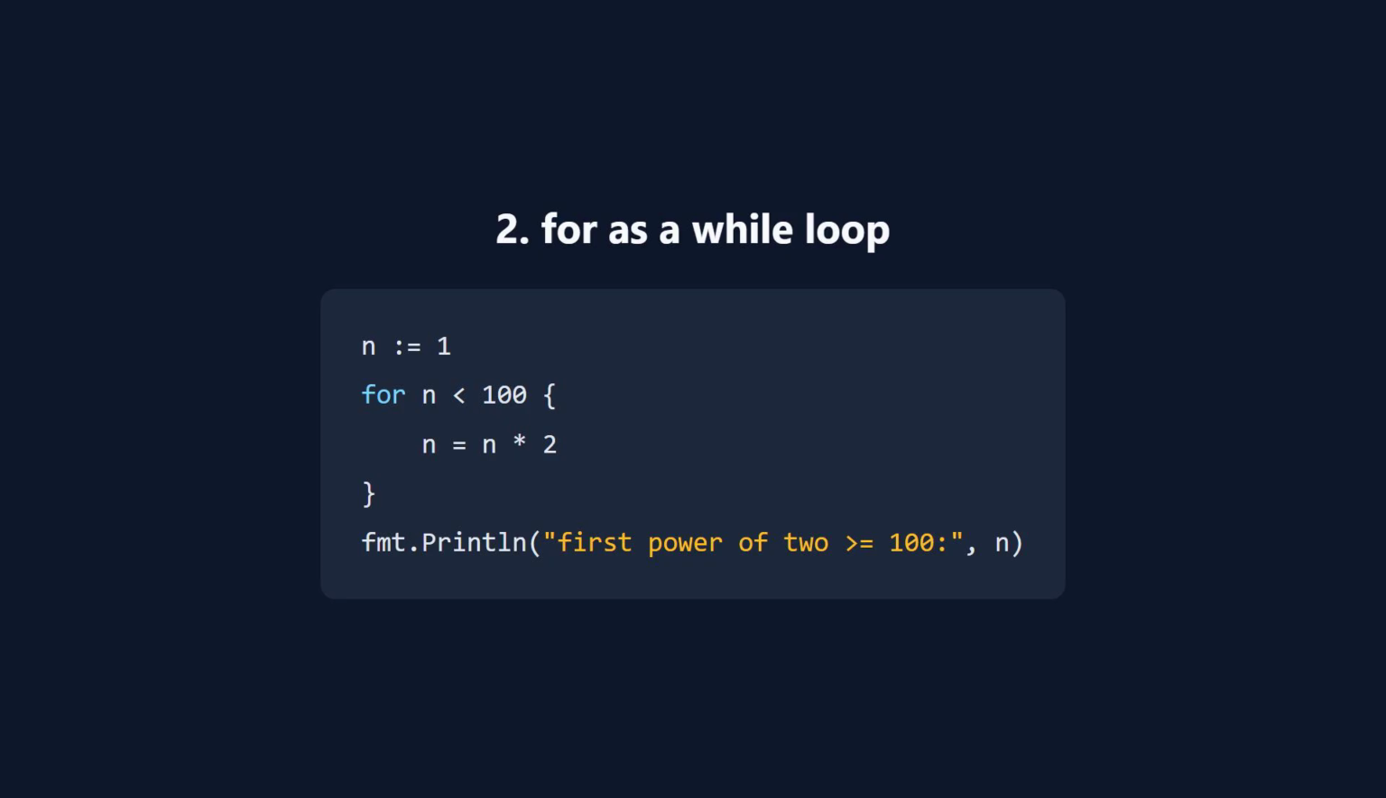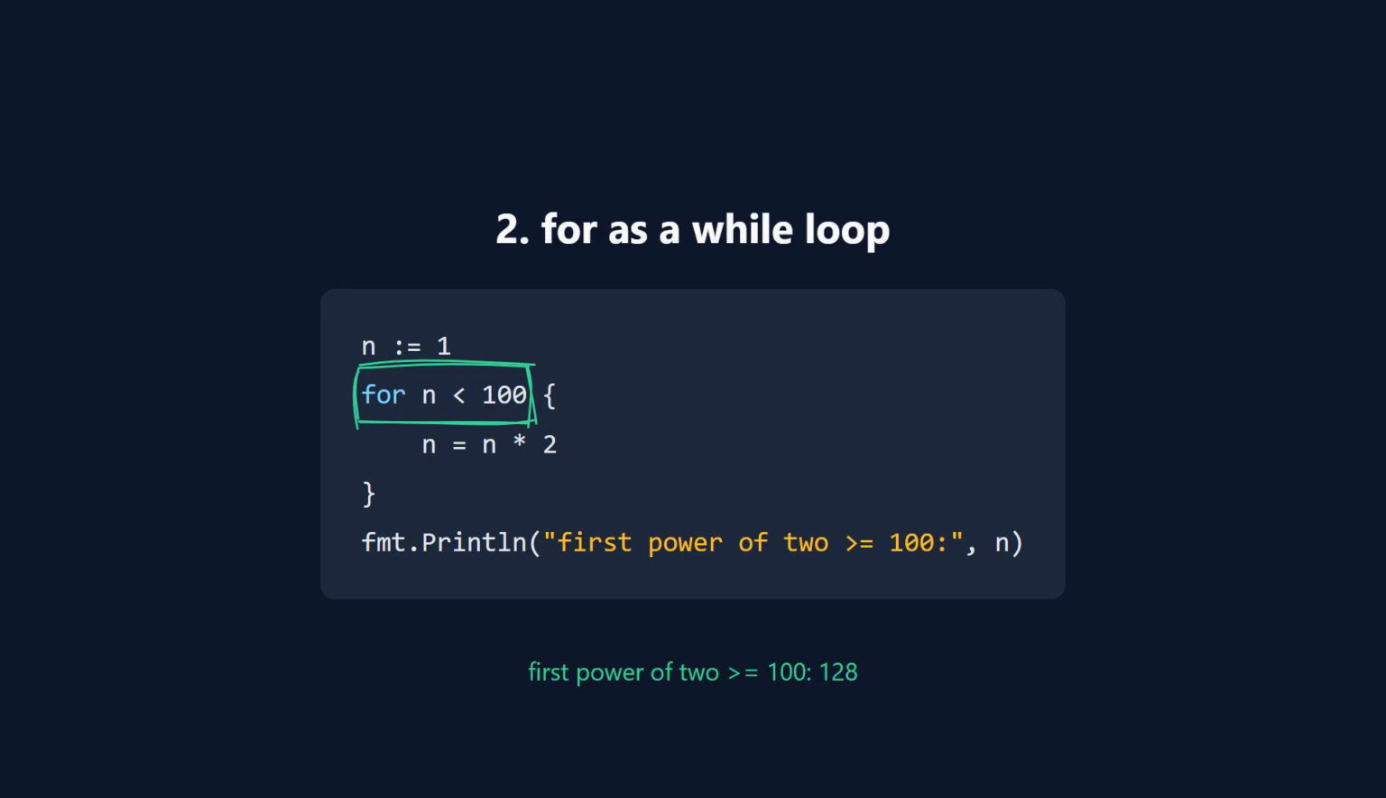Drop the setup and the step, and keep just the condition, and for is a while loop. There is no while keyword in Go. This is it. You just write for, then the condition. n starts at 1, and we double it while it is under 100. 1, 2, 4, 8, 16, 32, 64, 128. At 128, the condition is false, so the loop stops, and that is our answer.